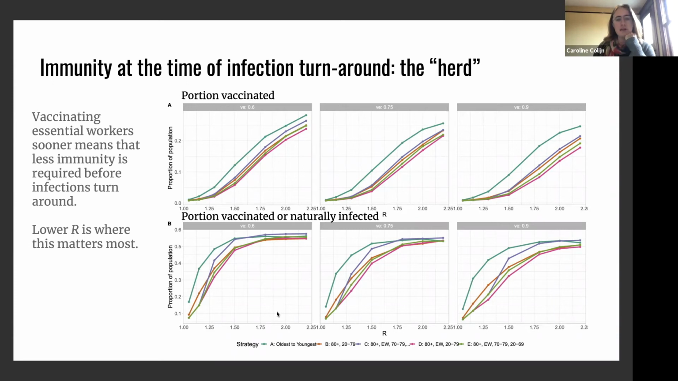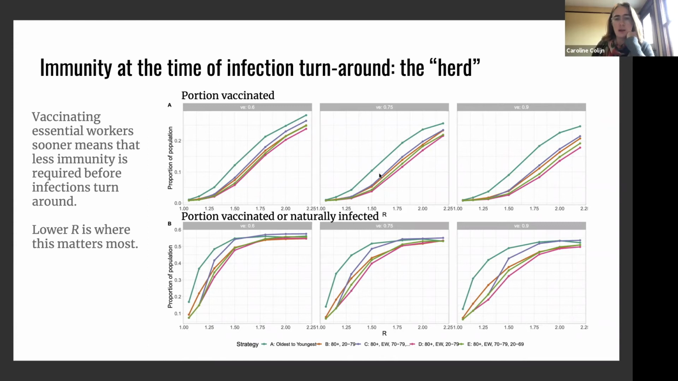And you can find that here again, we have the green and the purple strategy. When the R value, the reproduction number in the absence of distancing, is low, it makes a huge difference who you vaccinate first. In the oldest first model, you have to protect nearly half the people in order for the trajectory to turn around at R is 1.25. If you can vaccinate younger people sooner, you need far fewer vaccines before that happens and far fewer natural infections.